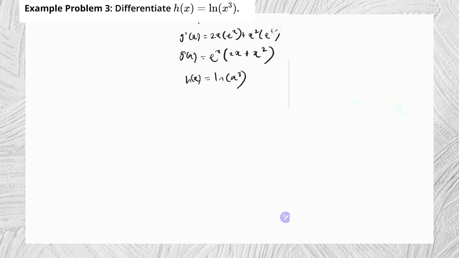So all we have to do is to simplify h of x using logarithmic properties.